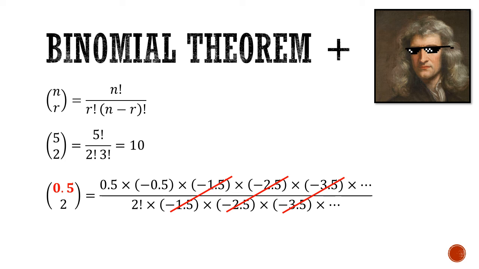So all we're left with is 0.5 times negative 0.5 divided by 2, and that gives us negative 1 over 8. Notice that this is also the exact same result if we were to use the other formula of n times n minus 1 divided by 2. So both methods will give us the same value. So let's try to make sense of that strange result that 0.5 choose 2 gives us negative 1 over 8.